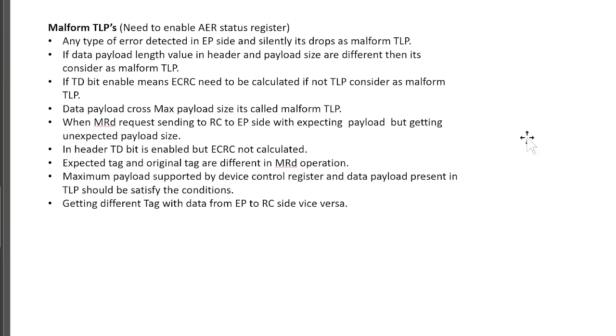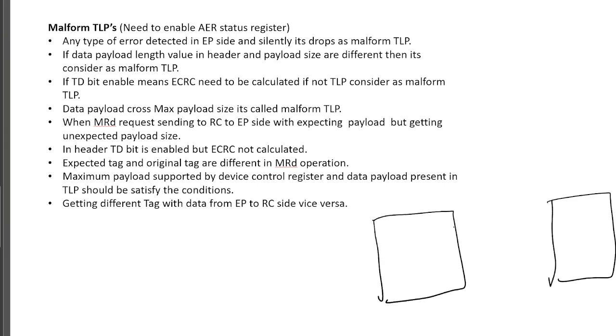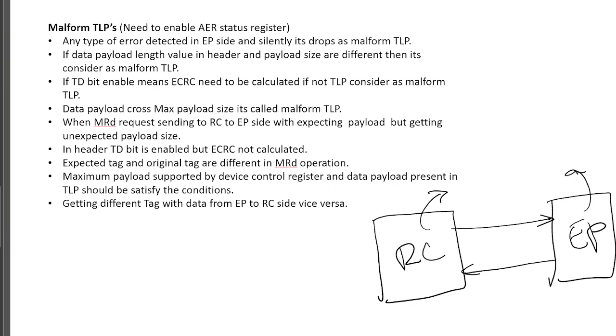So we'll see some scenarios where you will understand where you will see Malformed TLPs. One scenario I already told: you have an RC and an EP, and you are writing data from RC to EP, root complex and endpoint. While sending, the ECRC is calculated here, and here also the ECRC needs to be calculated. While calculating the ECRC, maybe some issue occurs and the ECRC fails. So that packet will be treated as a Malformed TLP. That message comes from the EP to the RC side. That is one scenario.